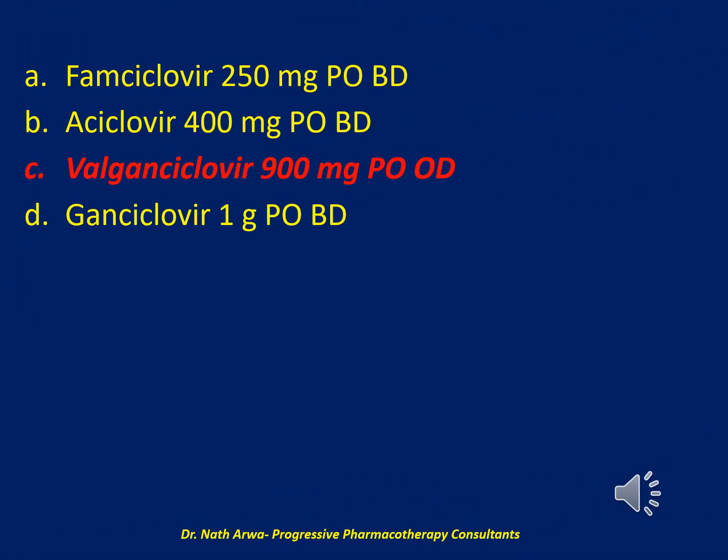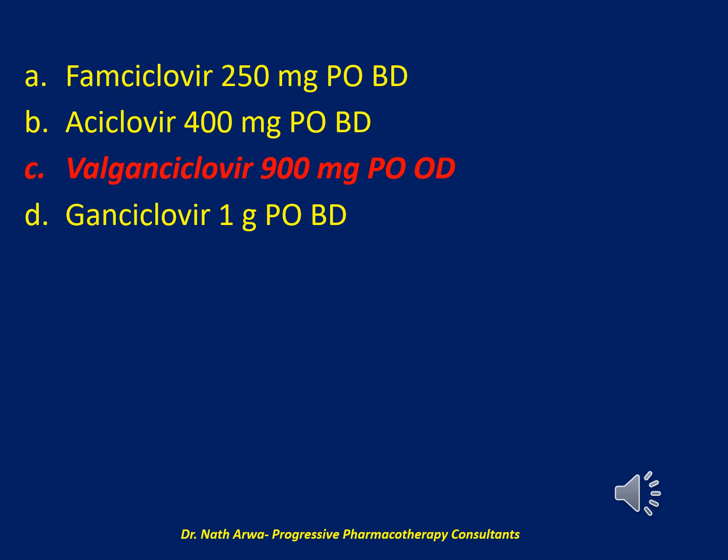And the correct answer is C. Valganciclovir 900 mg orally once daily. This patient is at high risk of CMV infection because, 1. The donor has a history of CMV infection, and 2. The patient has no history of infection and thus lacks CMV-specific antibodies.